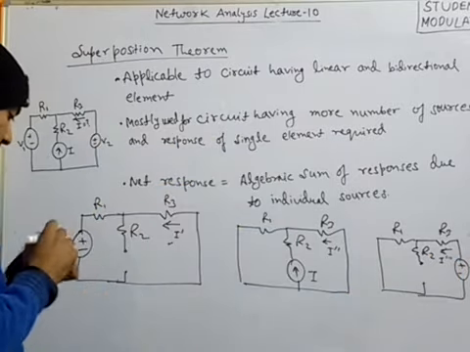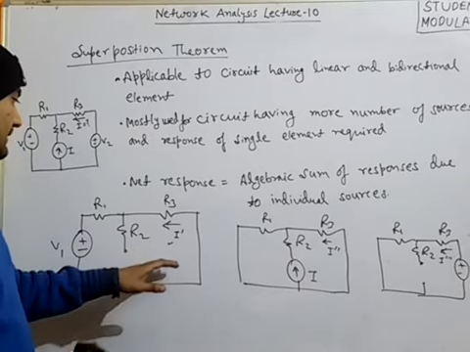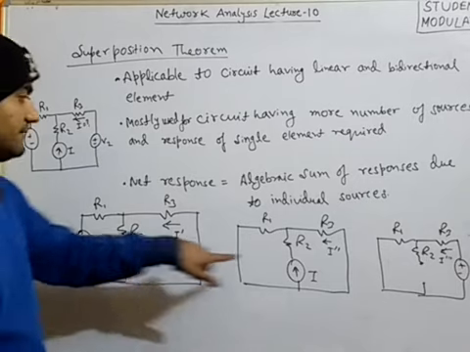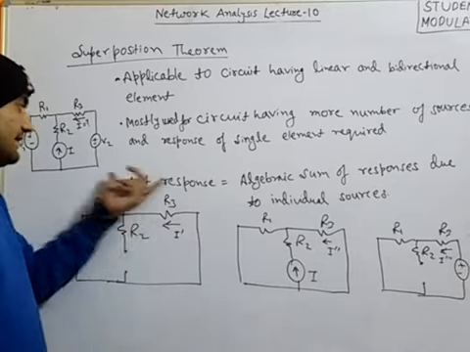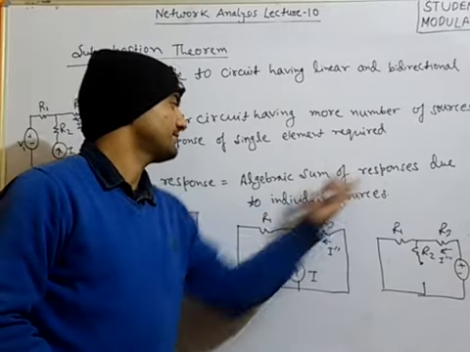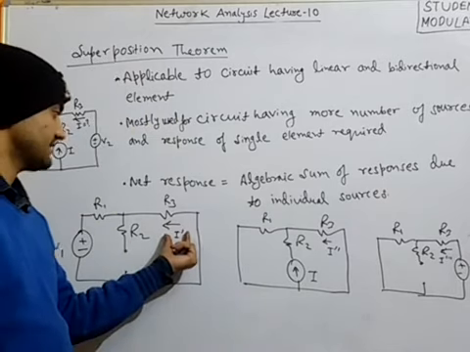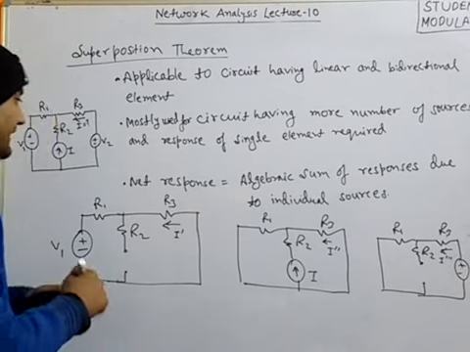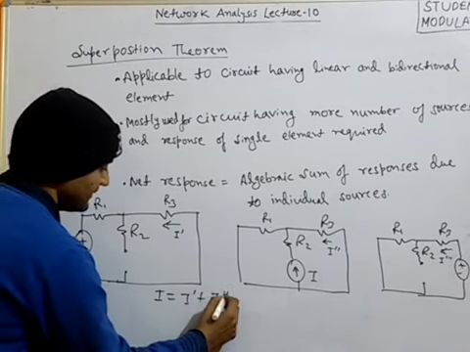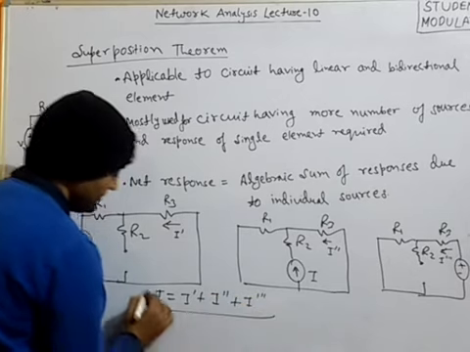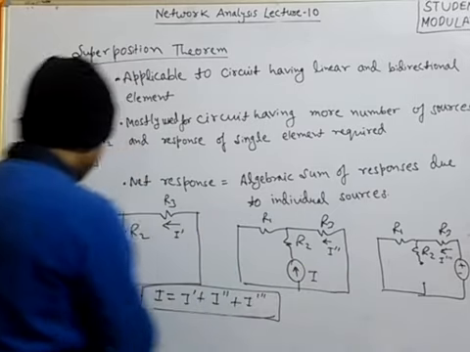We will say the response due to this is I triple dash. By simply applying KCL or KVL in these branches, we will get I dash, I double dash, and I triple dash. Of course, the net response will be the algebraic sum of responses due to individual sources. So the net current will be equal to I dash plus I double dash plus I triple dash.